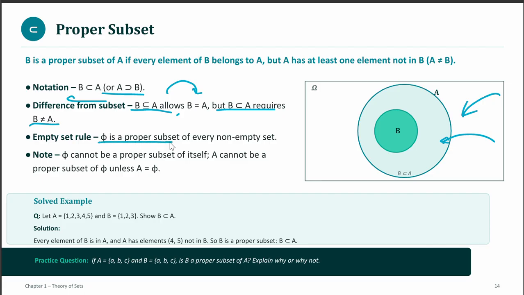So phi is a proper subset of every non-empty set. We have already seen this. Phi cannot be a proper subset of itself. A cannot be a proper subset of phi unless A is equal to phi.